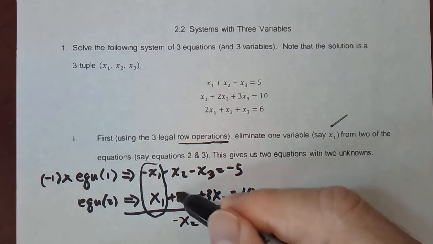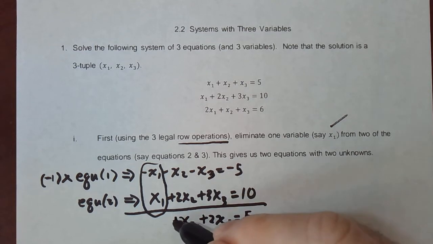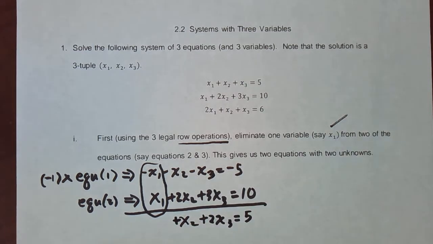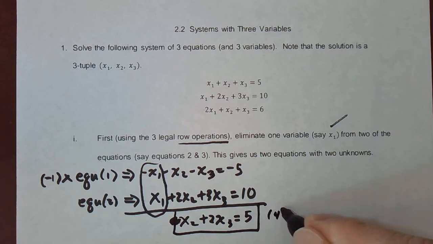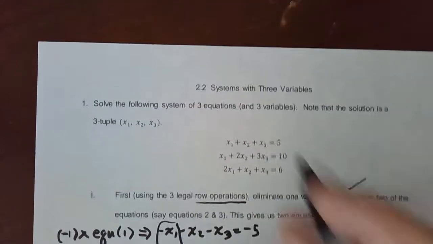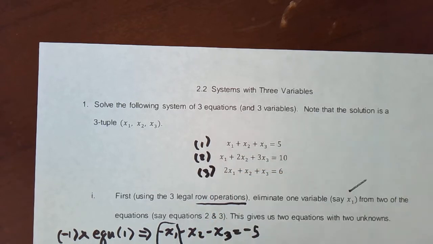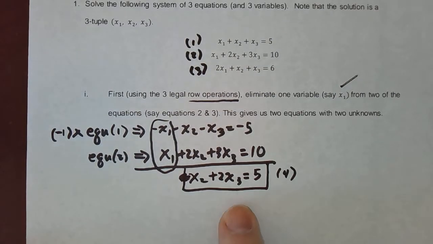And I made a mistake here. That's actually a positive x2. That was 2x2 minus x2. So here we have x2, I'll just scratch out that positive sign, x2 plus 2x3 is equal to 5. This is an equation that if you wanted to, you could call it equation number 4, if this one's 1, 2, and 3. It's a new equation that has only 2 variables in it.